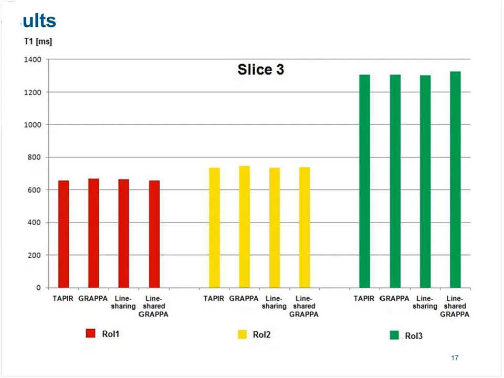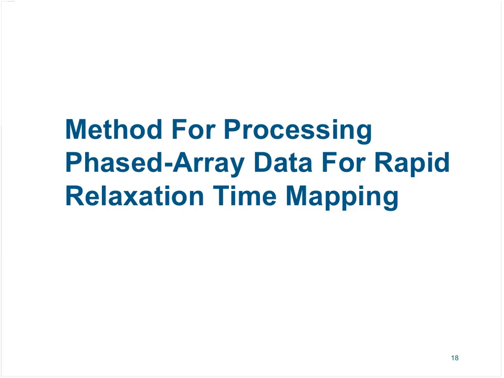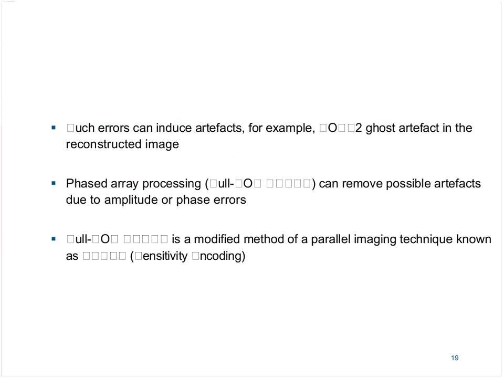And here is just the result for another slice, number 3. And here the observations are similar to those in the previous slides. Now I am going to describe the method for processing phased array data for rapid relaxation mapping.